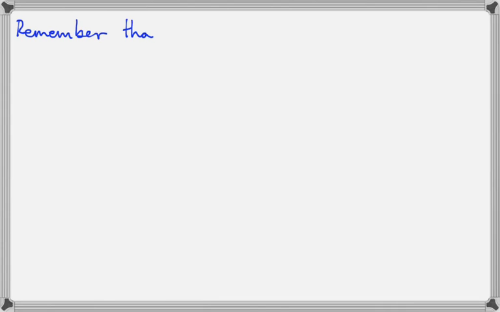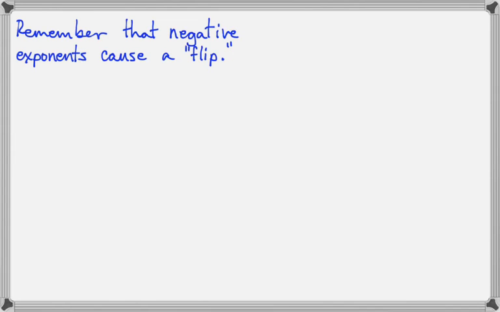Now remember that negative exponents cause a flip, or in other words, a reciprocal. So don't let it bother you if you see a negative exponent, because you know that all that does is flip the base over. Here I've got 64 to the negative 1/3. So I can go ahead and do the third root of 64 is 4, but I know that the negative is going to cause it to flip over.